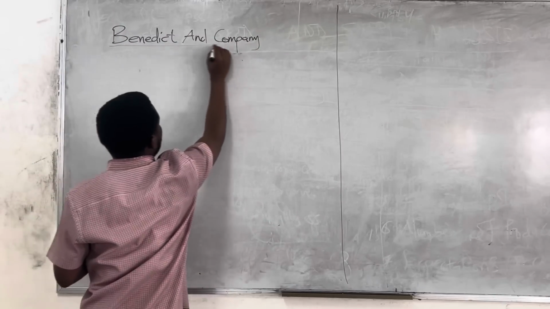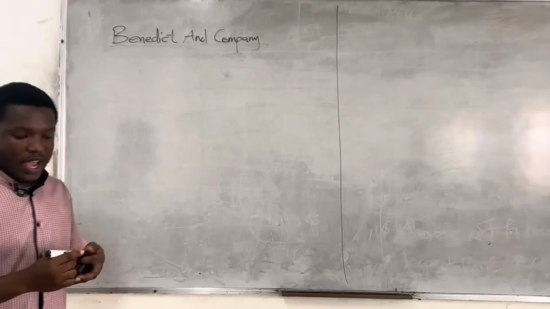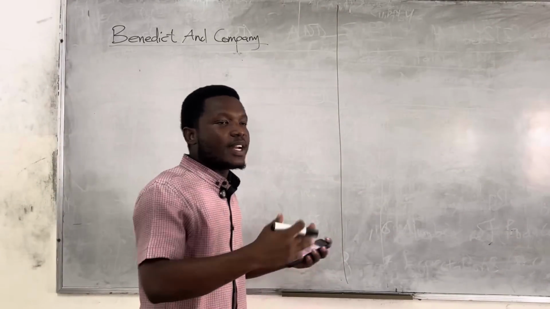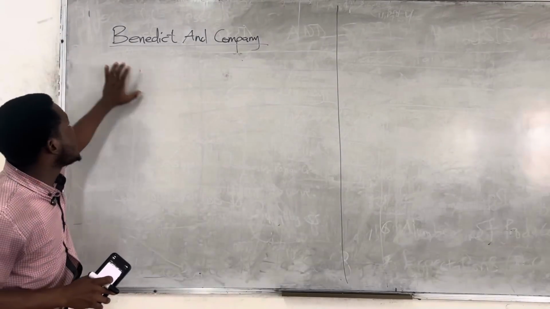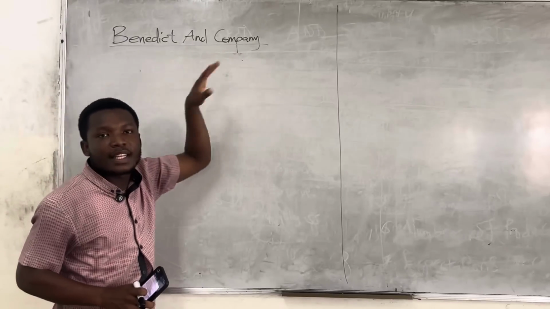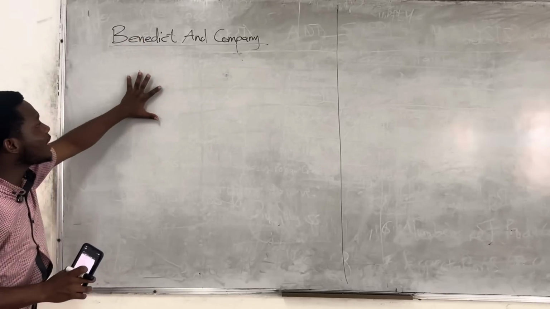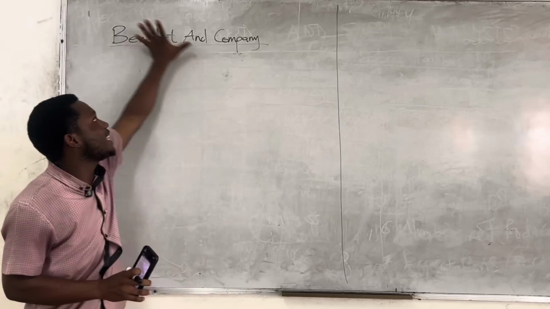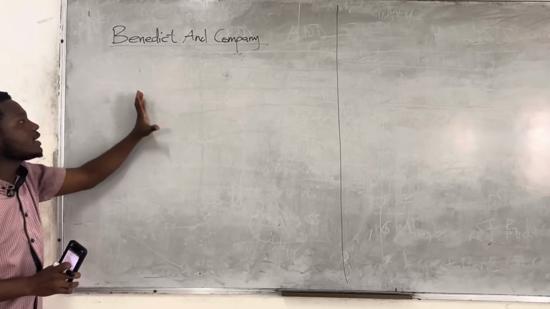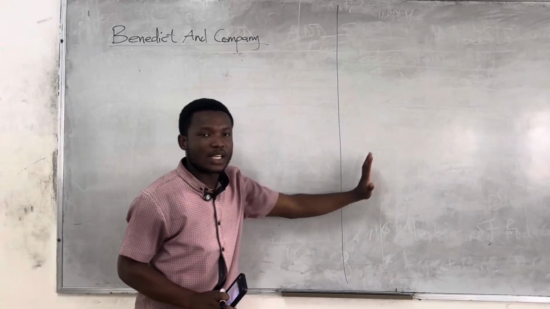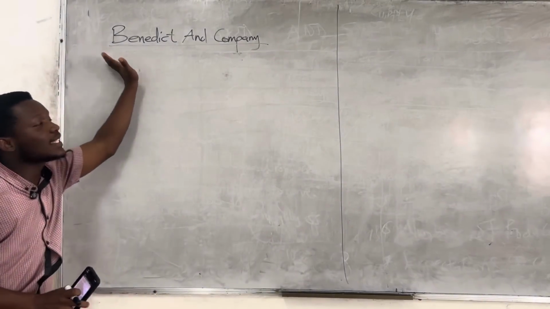And then you underline. Why are we writing this? We are writing this because whenever the accountant or the examiner takes our book and sees Benedict and Co., the accountant or the examiner will know that anything that you are coming to do here is about Benedict and Company. Anything that you are coming to solve here, the adjusted cash book and the bank reconciliation statement, is for Benedict and Company.